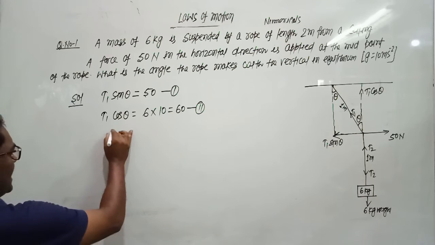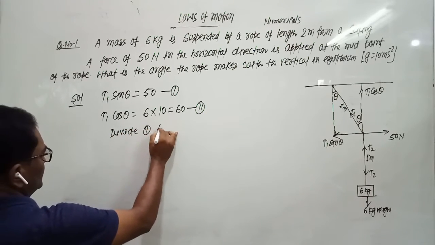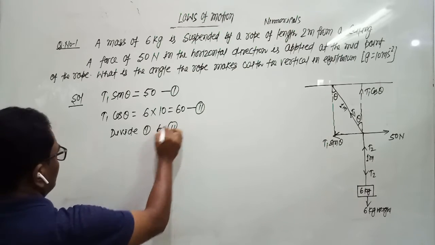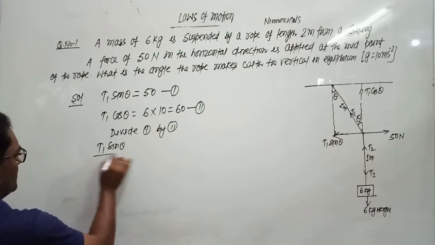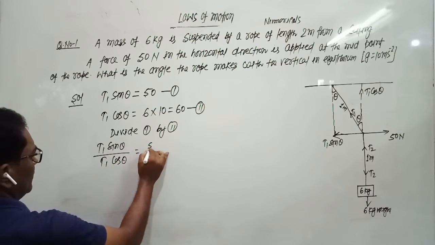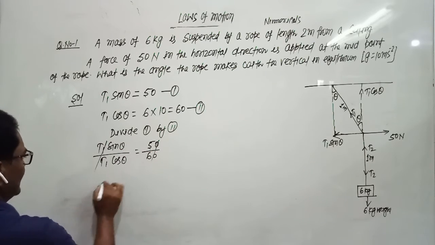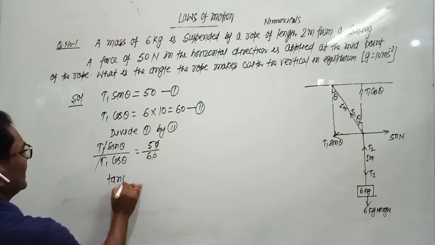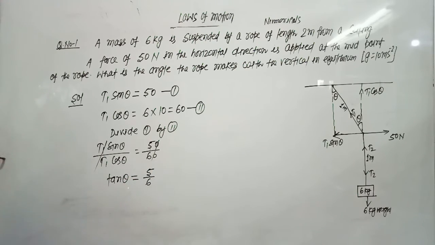Now divide first by second. So we get T1 sin theta upon T1 cos theta equals 50 upon 60. The 10 gets cancelled, T1 cancelled, and we get the value of tan theta equals 5 by 6.